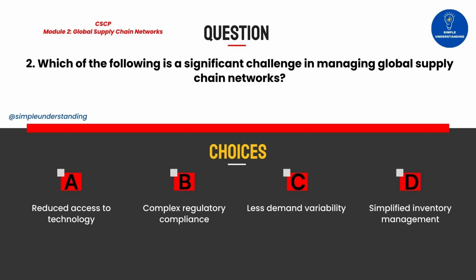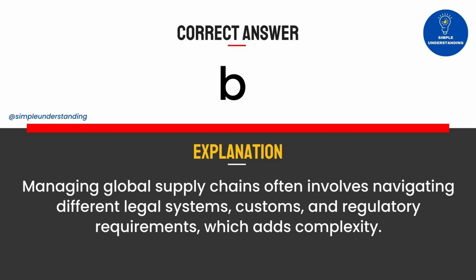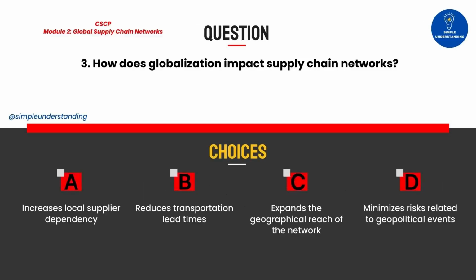2. Which of the following is a significant challenge in managing global supply chain networks? A. Reduced access to technology. B. Complex regulatory compliance. C. Less demand variability. D. Simplified inventory management. Correct answer B. Explanation. Managing global supply chains often involves navigating different legal systems, customs, and regulatory requirements, which adds complexity.